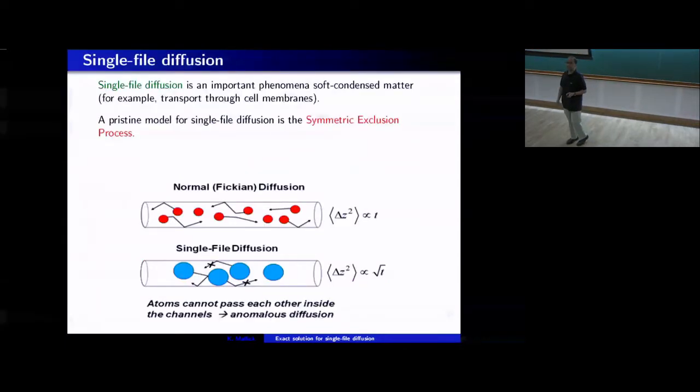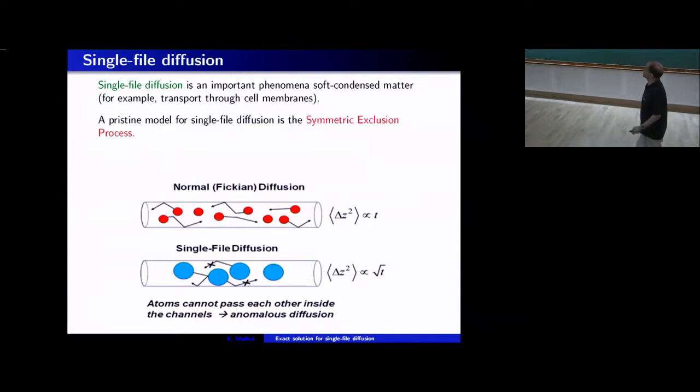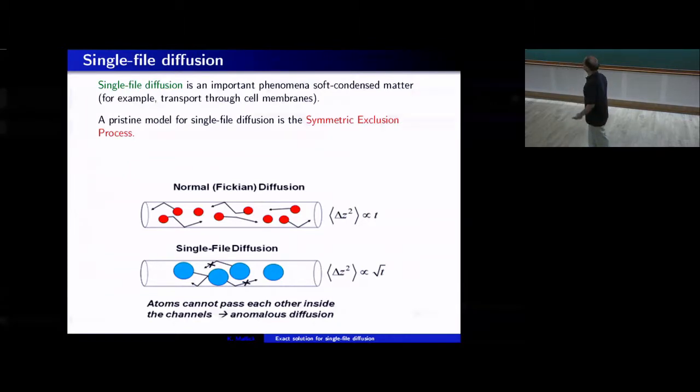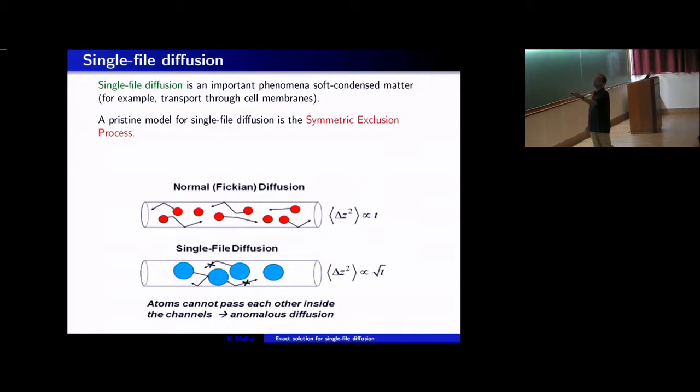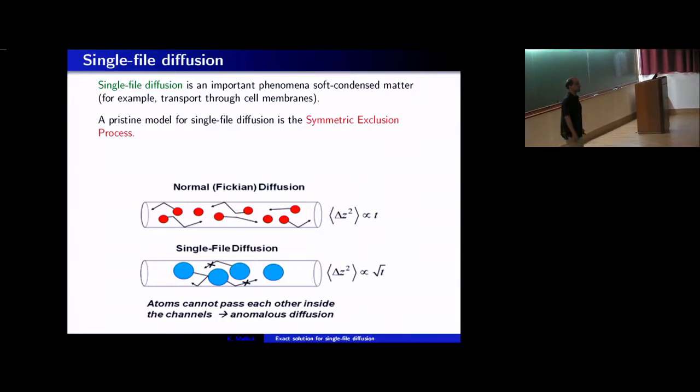Single file diffusion is a phenomenon which occurs in many different systems, and in particular in soft condensed matter. A pristine model for single file diffusion is the symmetric exclusion process. If you consider some small particles in a tube, which are quite small with respect to the length of the tube, they will diffuse. This is normal diffusion. It means that if you take a particle and look at its position after time t, it will diffuse as square root of time.